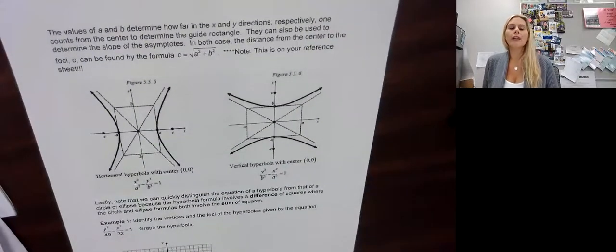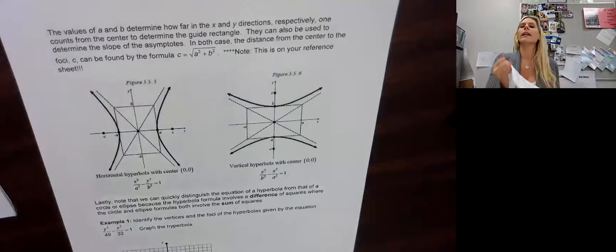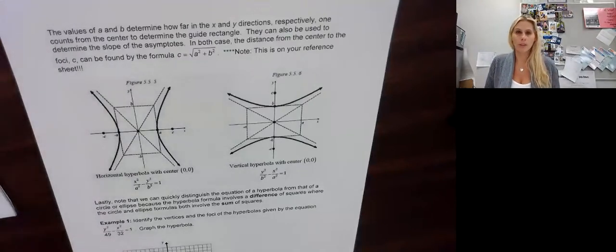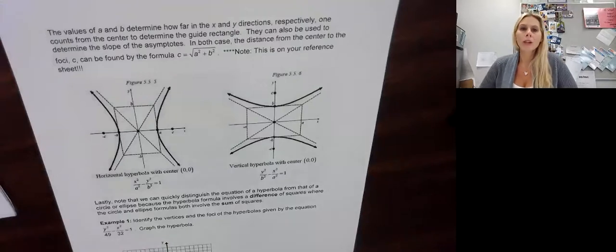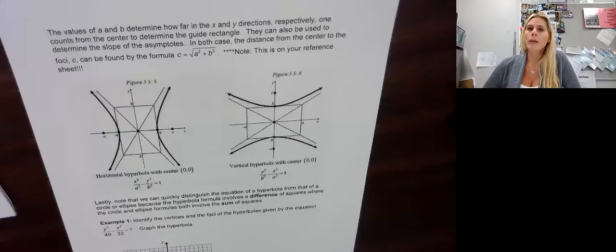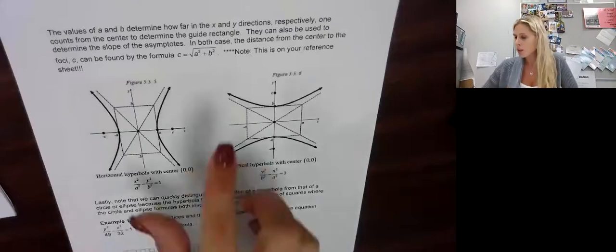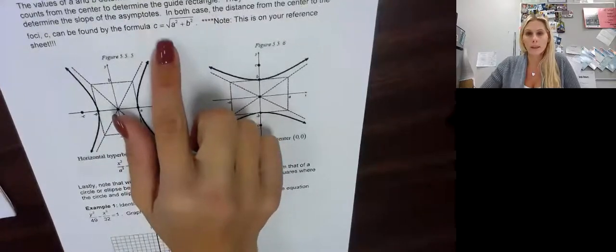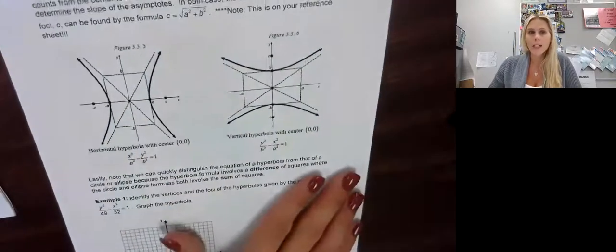The values of a and b determine how far in the x and y directions, respectively, one counts from the center to determine the guided rectangle. They can also be used to determine the slope of the asymptotes. In both cases, the distance from the center to the foci, c, can be found using c equals the square root of a squared plus b squared. It's what we used last time.